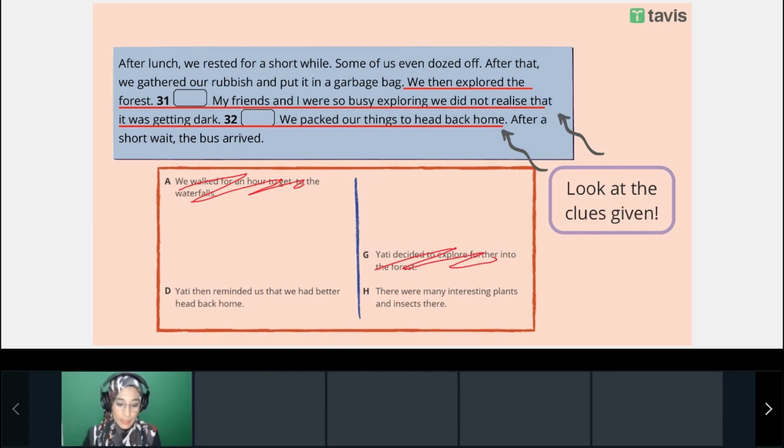H. It's best to be H, right? So H says there were many interesting plants and insects there. My friends and I were so busy until we didn't realize that it was getting dark. And then, yes, and D can be here.